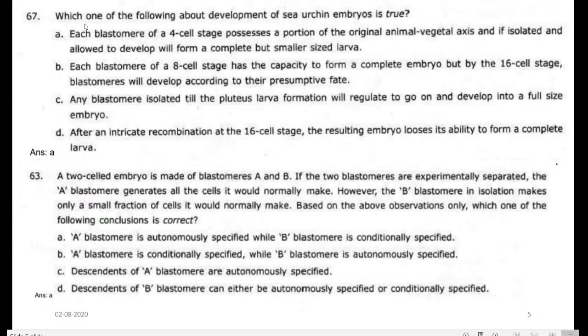Okay, next one is, which of the following about the development of sea urchin embryo is true? Okay, they provided four statements here. They asked which one is the correct one. Why is this in the question itself? You can see many studies are on these sea urchins. These sea urchins have many medicinal effects and their systems are easily studyable.